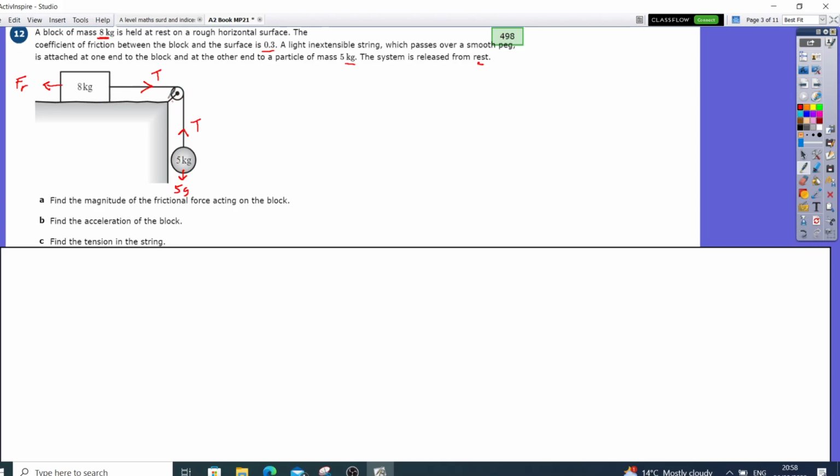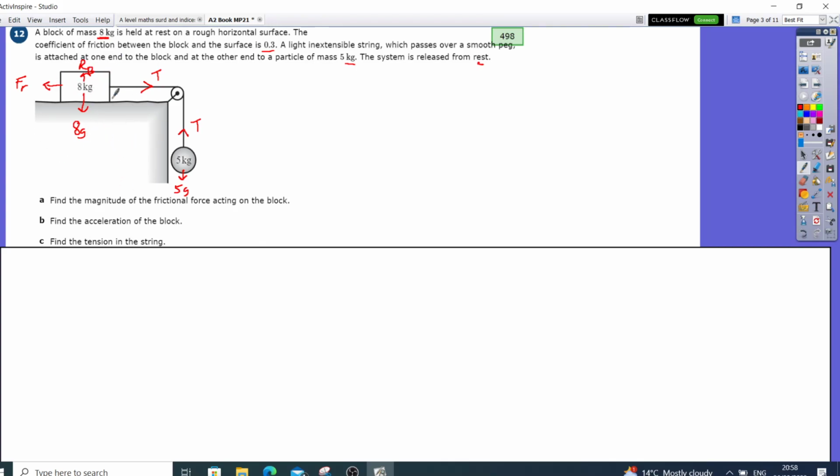So we've got all this motion going on, and then the block has a weight on the table which is going to be 8g, and the table is pushing back with reaction R. I'm going to call that RB because I'm going to call B the block.